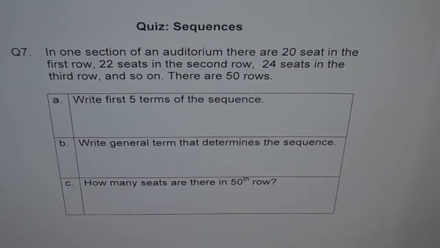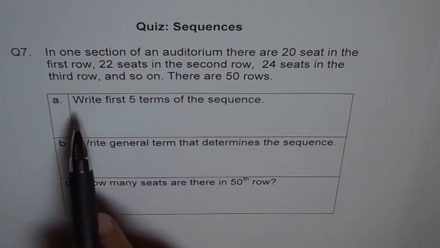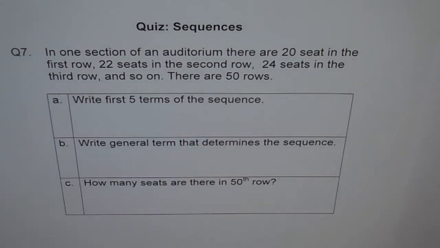Here's question number 7 on the quiz of sequences. In one section of an auditorium, there are 20 seats in the first row, 22 seats in the second row, 24 seats in the third row, and so on. There are 50 rows. Part A says, write the first 5 terms of the sequence. Part B says, write the general term that determines the sequence. And C, how many seats are there in the 50th row?